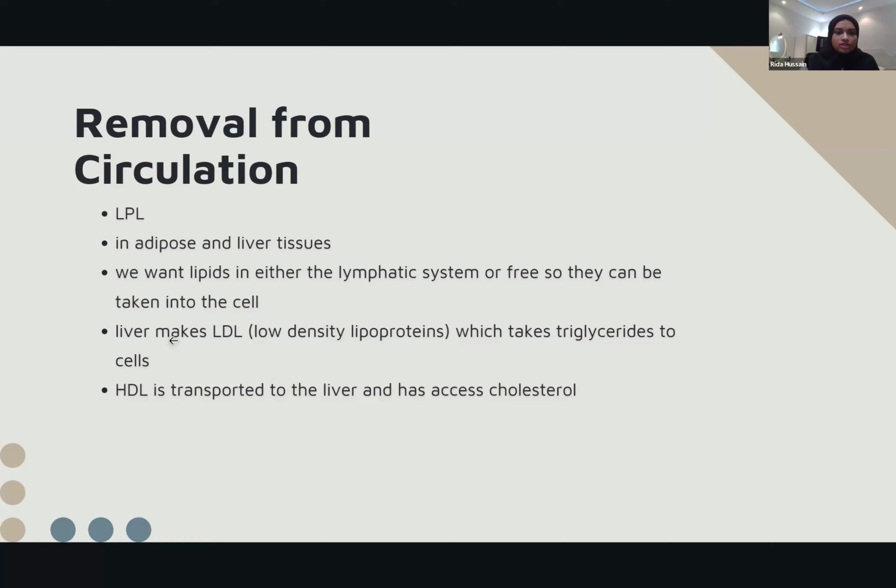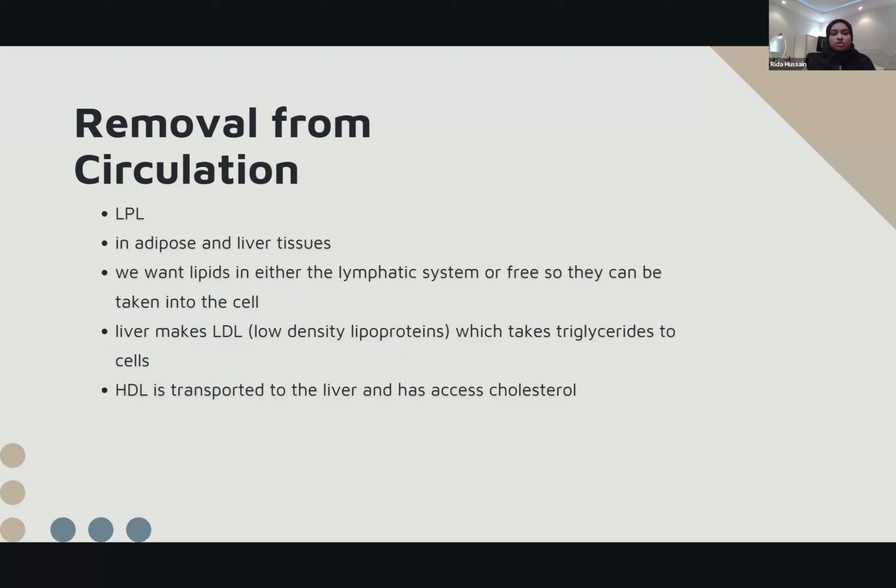When the chylomicron is circulating, it's either circulating as LDLs or HDLs, which is low density lipoproteins, or high density lipoproteins. You'll get into that later. We studied about this more this year. But what I want you to know is that the liver makes LDLs and HDL is transported to the liver.